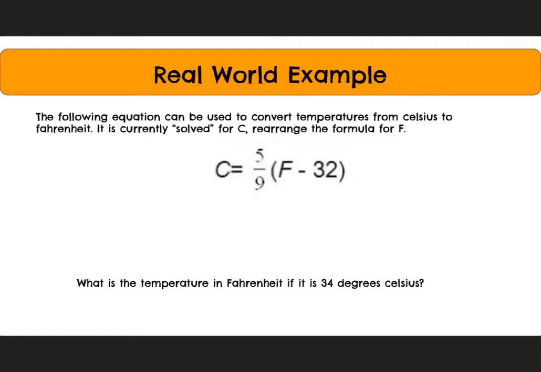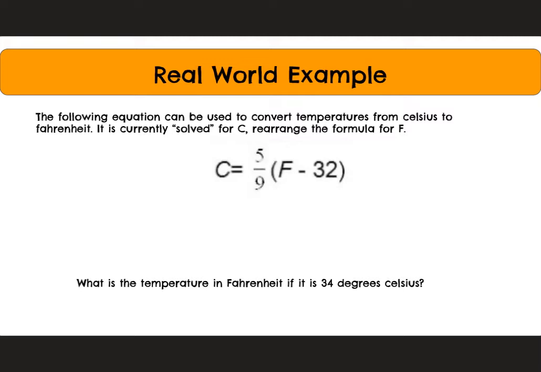Here's a real-world example for the content that we're learning right now. It says the following equation can be used to convert temperatures from Celsius to Fahrenheit. It's currently solved for C. We can see C is isolated here. It says rearrange the formula for F. I'm going to go ahead and do that, and then you will answer the question below. What is the temperature in Fahrenheit if it is 34 degrees Celsius?